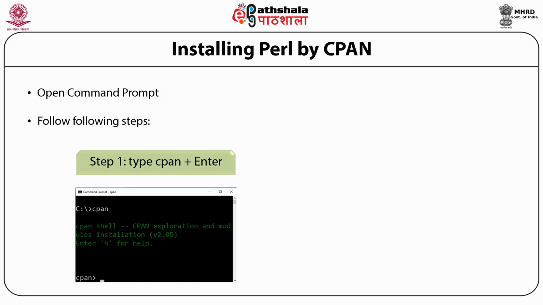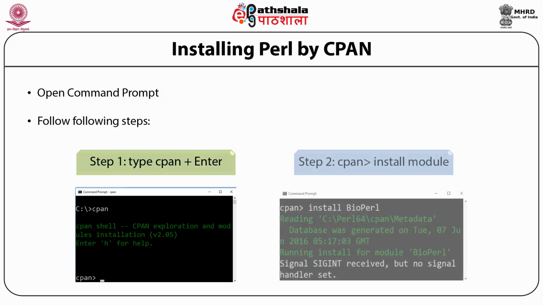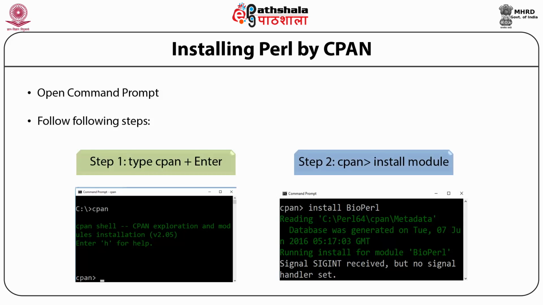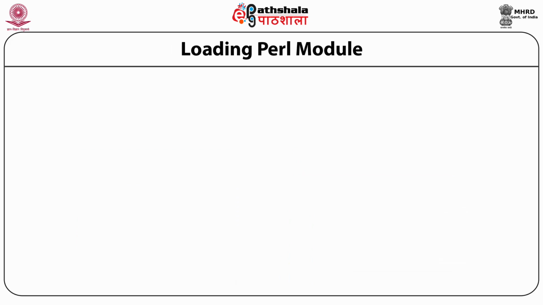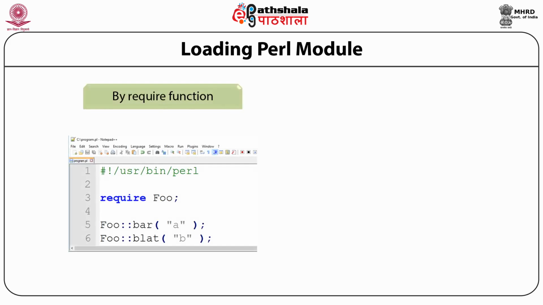which can be seen as cpan before the greater than sign at the command prompt. And the second step is we just need to type install space and the module name. For example, install space BioPerl, which is a module name. Then the installation will start and it will download all the necessary files from the internet and complete the installation.